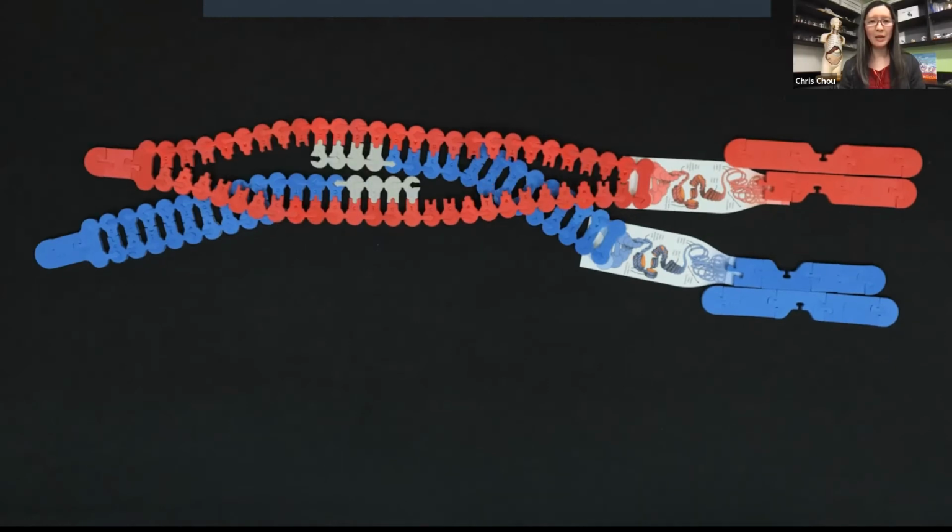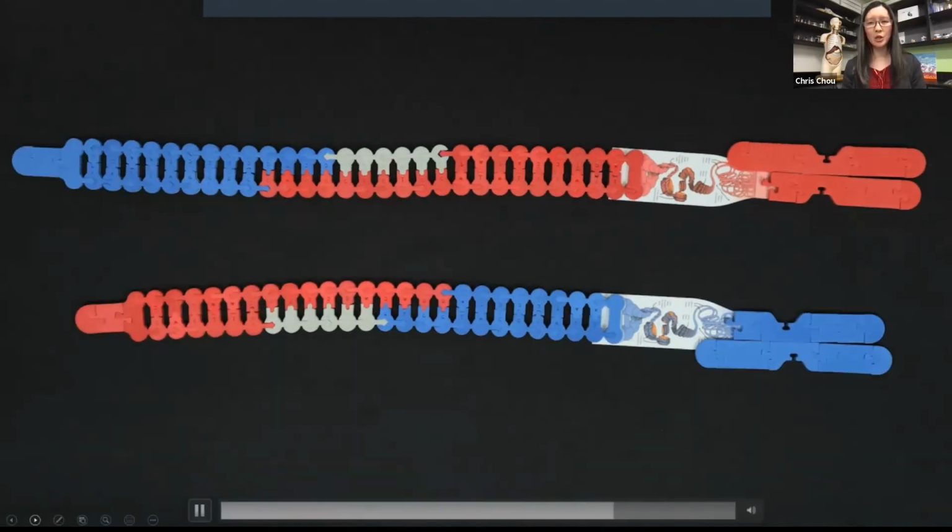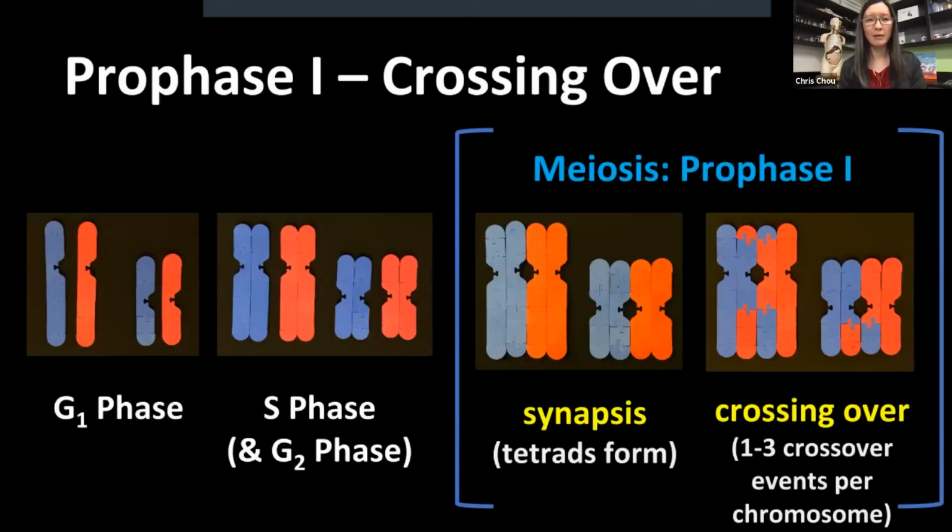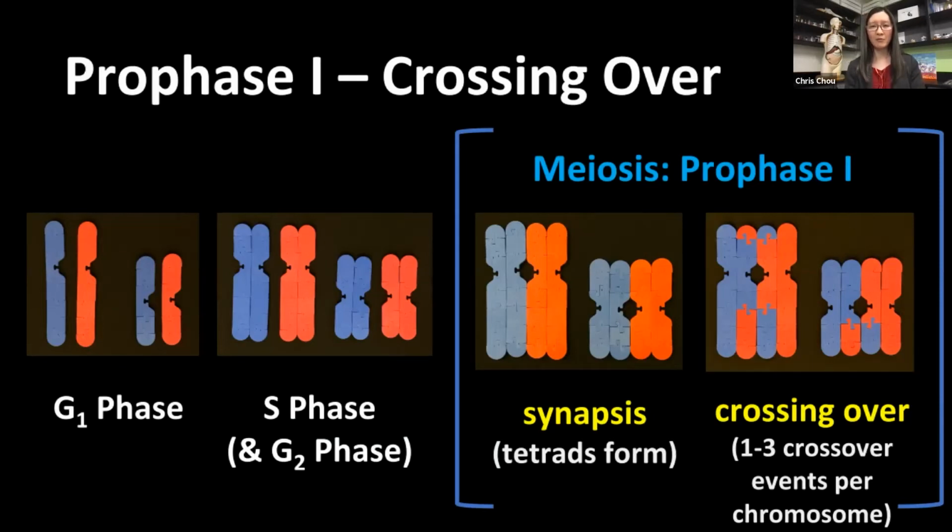What's really happening is you're making sure that those homologous chromosomes are pairing up so that they can be lined up properly at the metaphase plate during metaphase. Okay, so here we go. Take your homologous chromosomes, pair them up. So that is synapsis, where the tetrads form, and they're called tetrads because there are 4 chromatids there. So they form a tetrad.